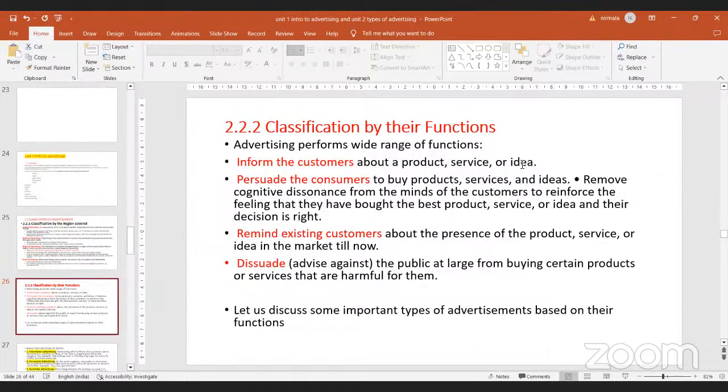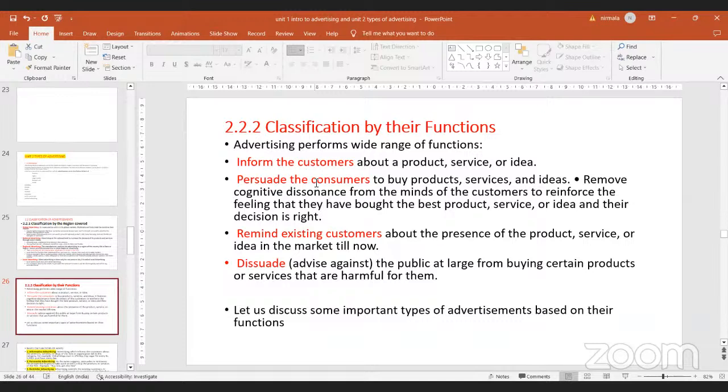Then when you see the classification by their functions, generally the functions, as we have discussed in the previous class also, like it informs the consumers. When a company launches a new product or a service, or if it is an idea, it has to be disseminated among the public. It first wants to inform the consumers about this product and service or idea.